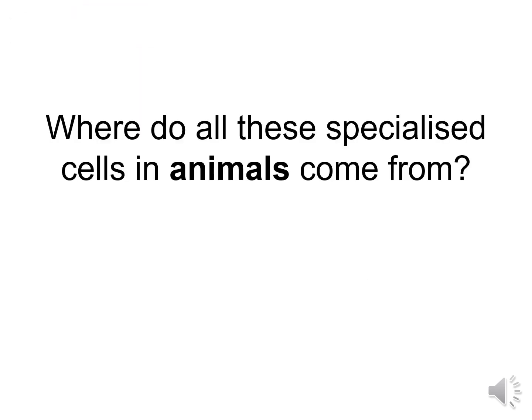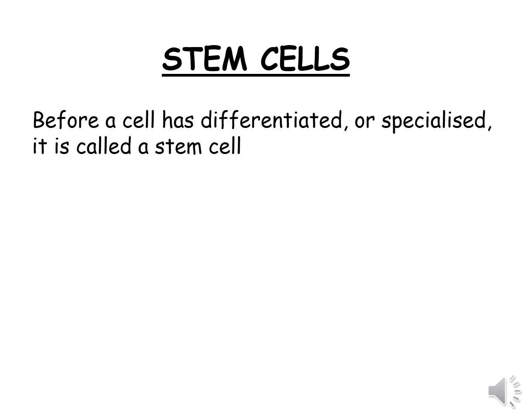Now what we're going to look at is where all these specialised cells come from. So we've looked at the basic cell, the structure and function of the parts of the cell. We've had a wee look at how cells are very different looking to suit their particular jobs. We're going to have a look at where all these specialised cells come from. And they come from stem cells.